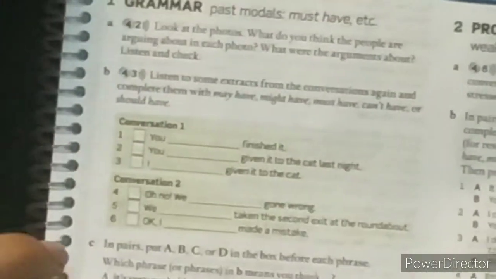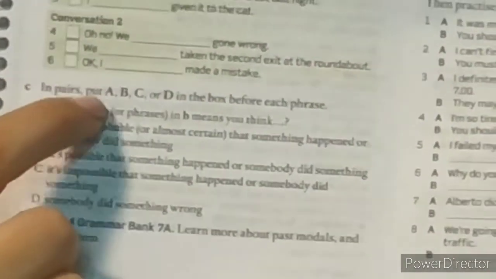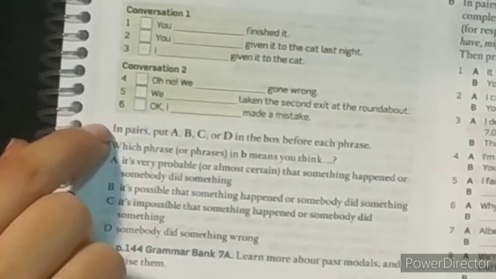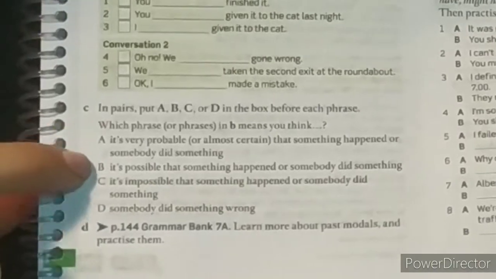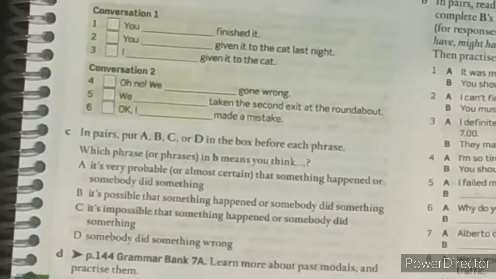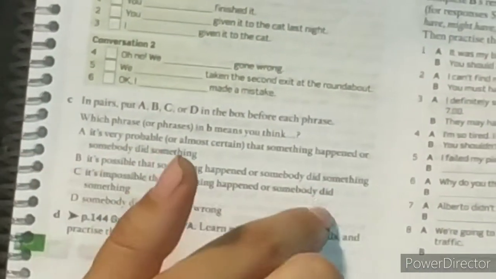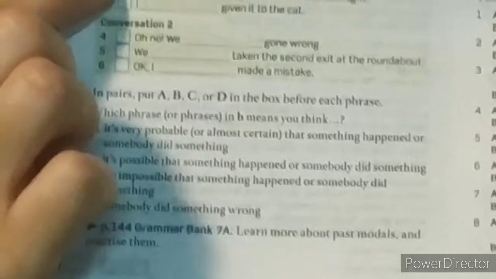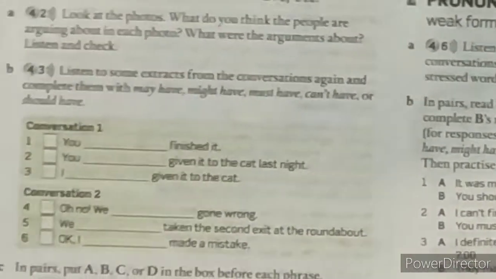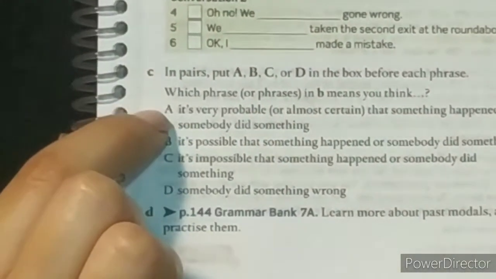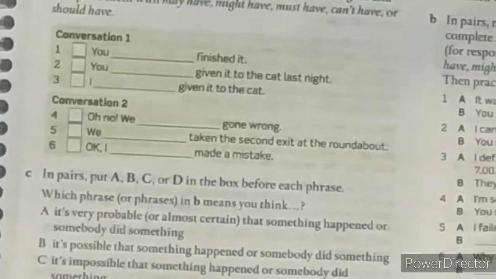After that, I want you to go to exercise C. Exercise C says, put A, B, or D in the box before each phrase. O sea, here you have 4 different phrases, A, B, C, and D, okay? And you have an explanation for each one. For example, if you think that this sentence, once you have it completed, is about something that is very probable, you will have to write letter A here in that box, okay?